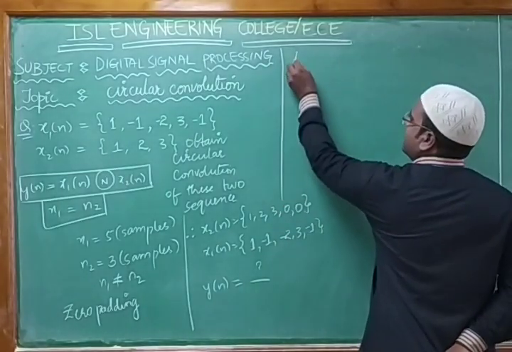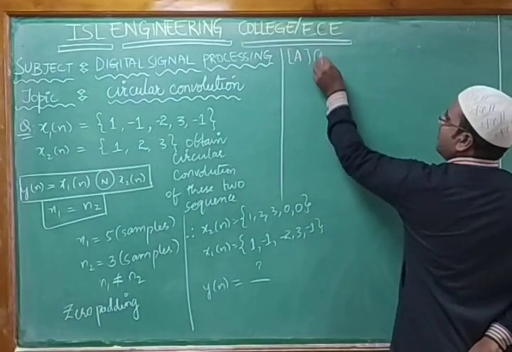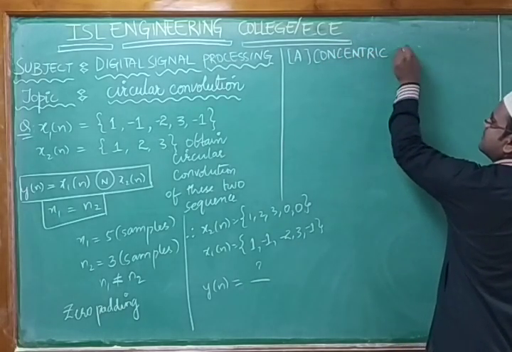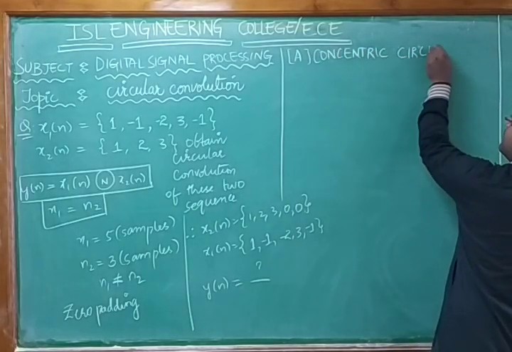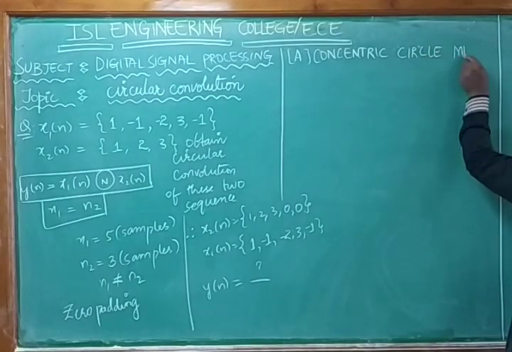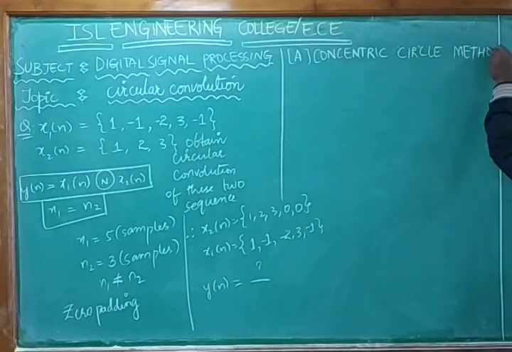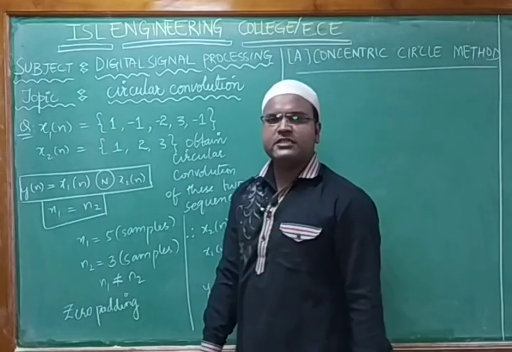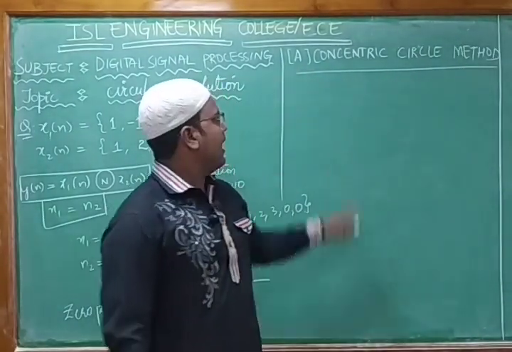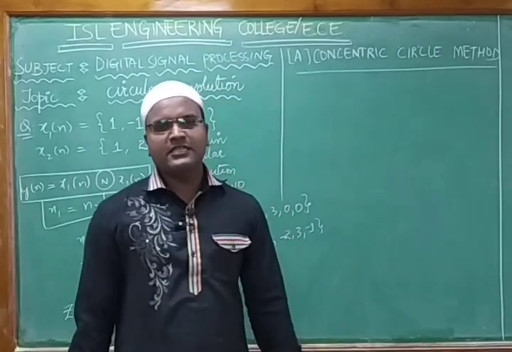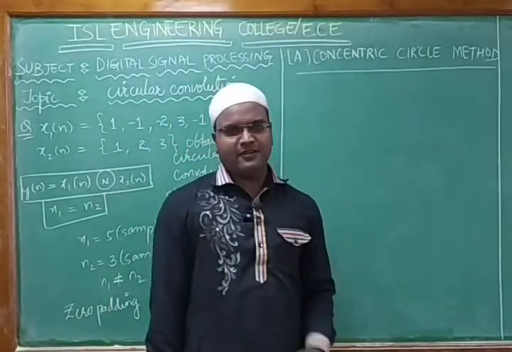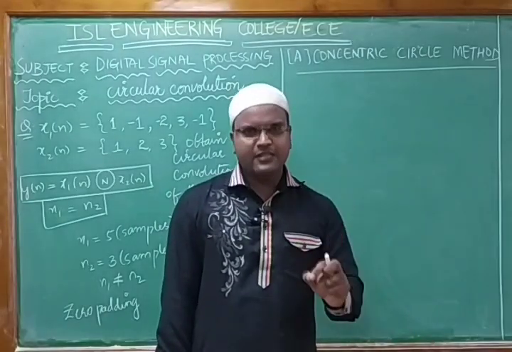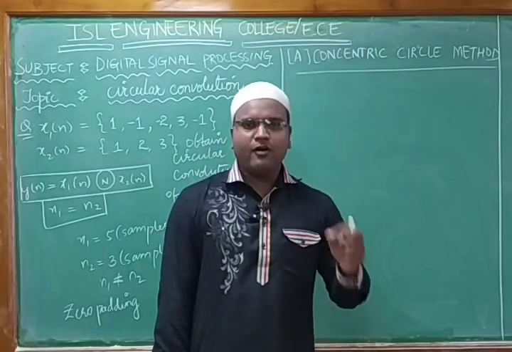The first method I am using is the concentric circle method. What is the meaning of concentric? Having a common center. If you have two circles or n number of circles, and the center is common, then we can call them concentric.